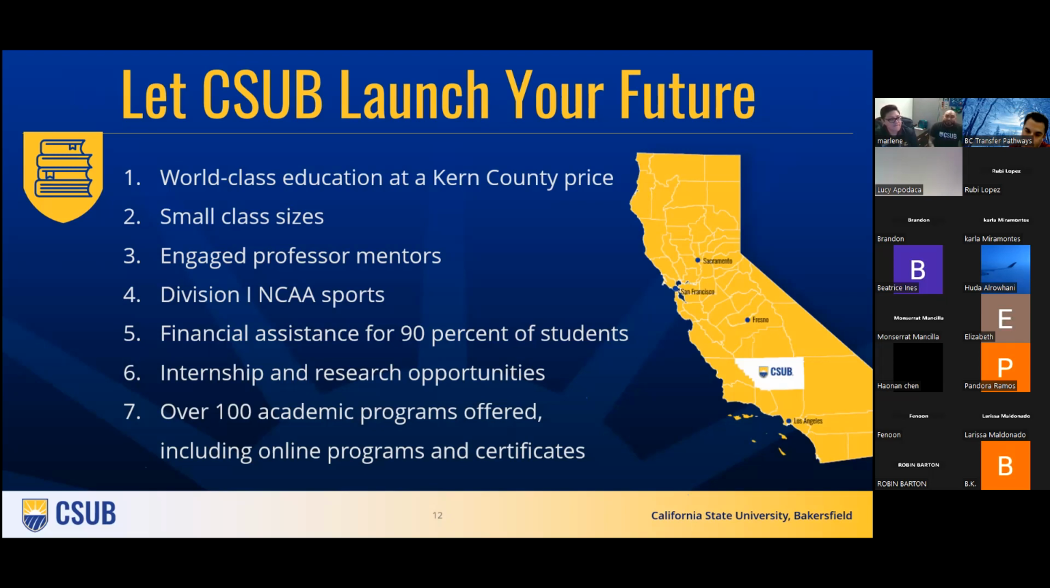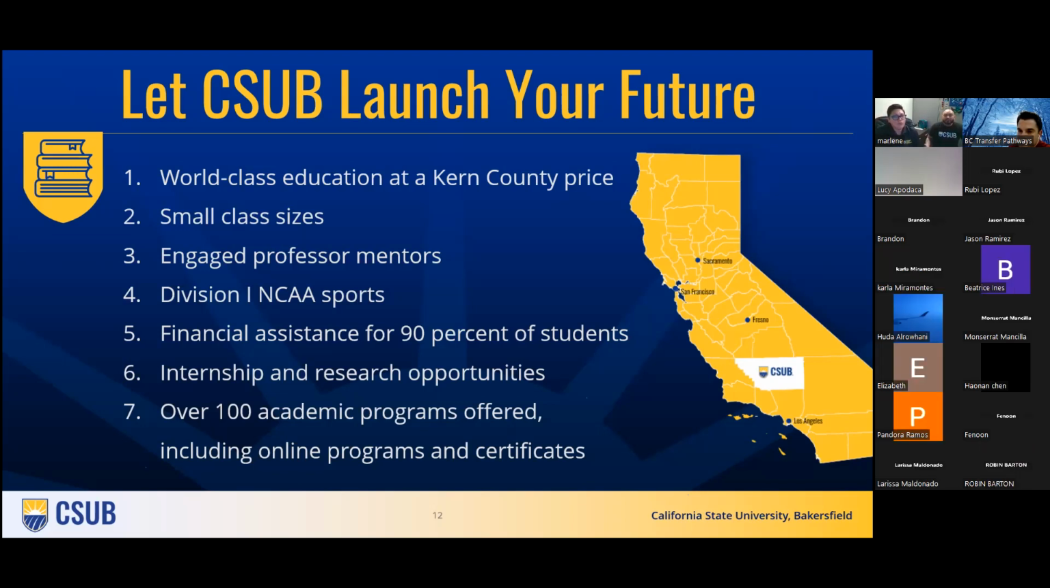Number 5, very important, right? Over 90% of our students receive financial aid. So that's great. I have 3 associates from Taft College, and I still receive financial aid. So that's a great thing. If I would go to another university, I probably wouldn't be able to get financial aid, right? Because the cost of attendance and everything's more expensive. But at CSUB, I'm still able to get financial aid.